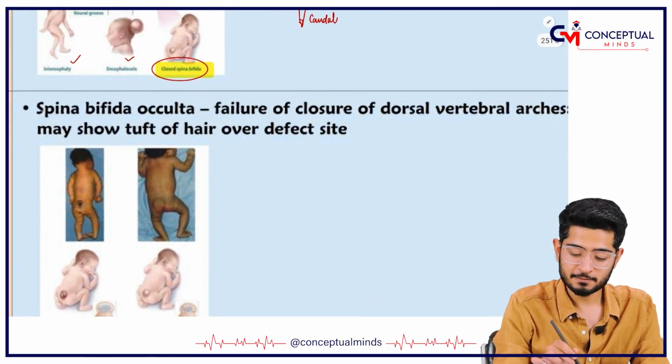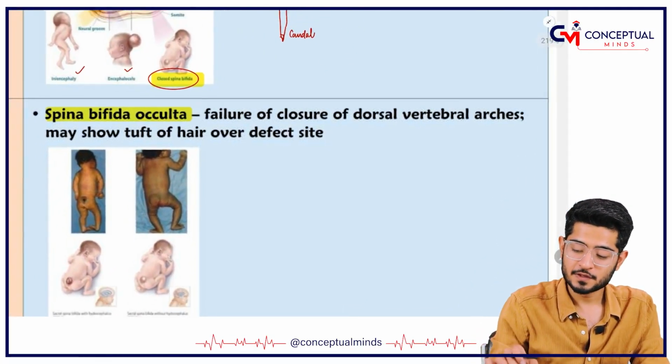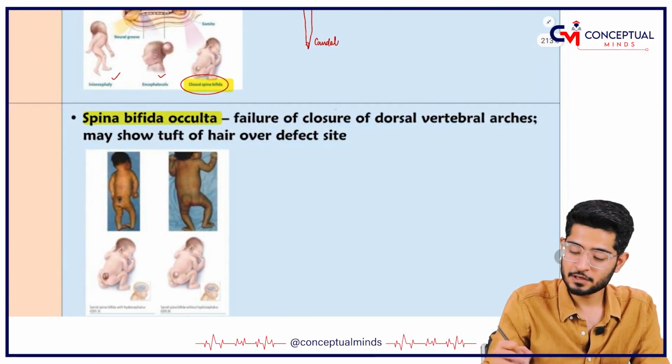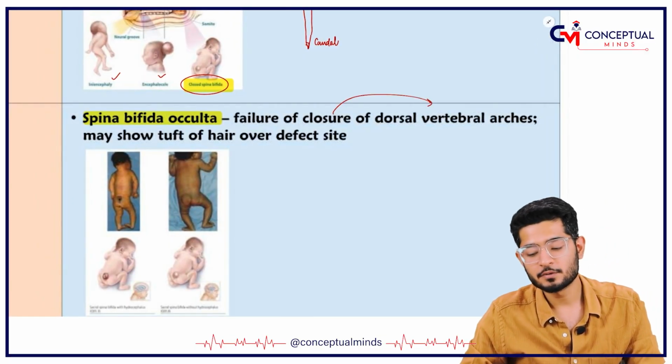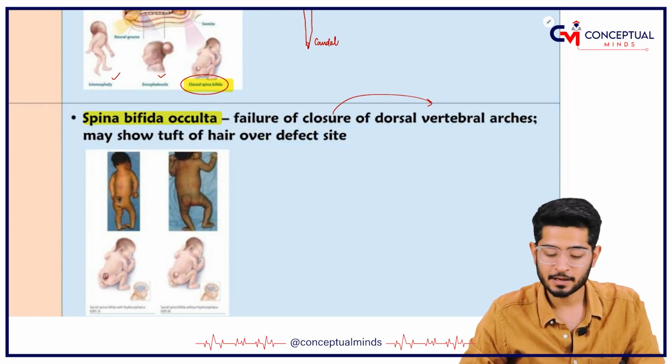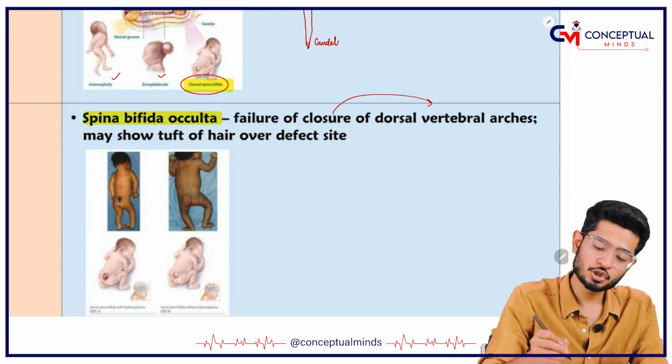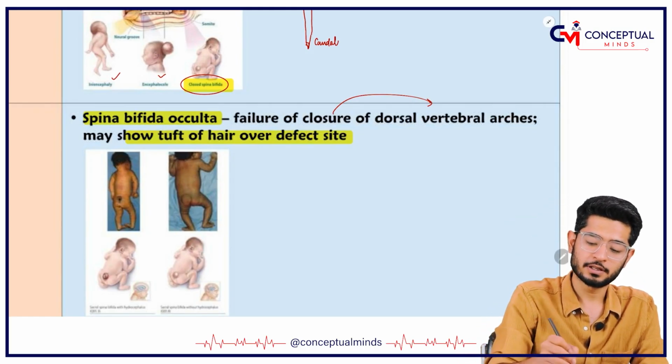So what do you mean by spina bifida occulta? Remember, if there is failure of closure of the dorsal vertebral arch, this is called spina bifida occulta, and they may show a tuft of hair over the defect site.